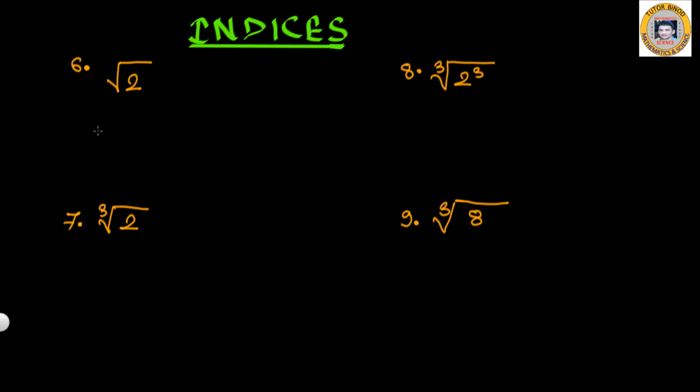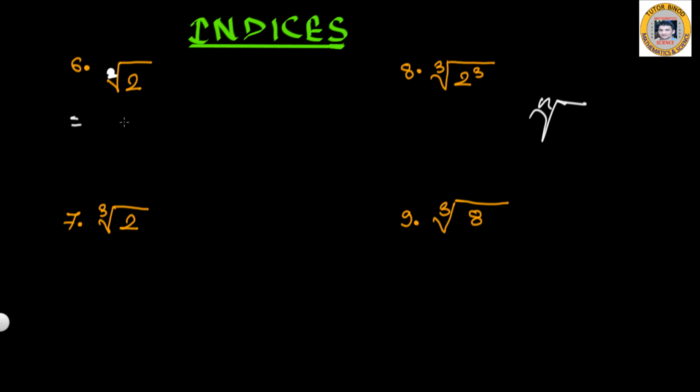Now let me introduce you to the indices problem regarding roots. First of all, if there is nothing, that means you have a square root. That means there is 2 over here. But if there is given 3 or anything or n, then it's the nth root. So in this case, if you are given just the root, that means it's a square root.